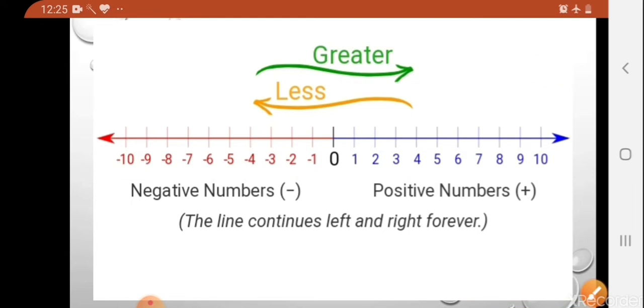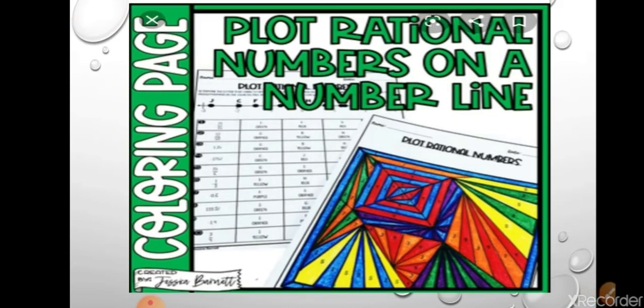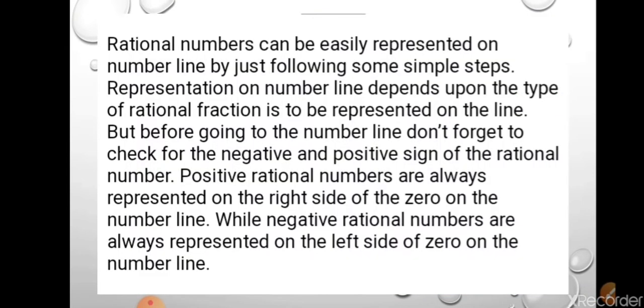Now next we have to plot rational numbers on a number line. There are some basic rules which we have to follow while drawing that rational number on a number line. Rational numbers can be easily represented on number line by just following some simple steps. Representation on number line depends upon the type of rational fraction to be represented on the line.